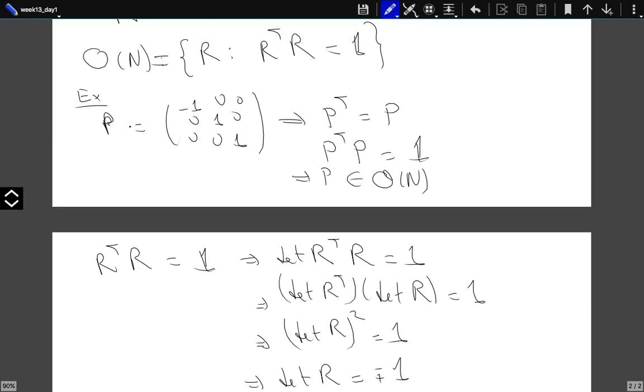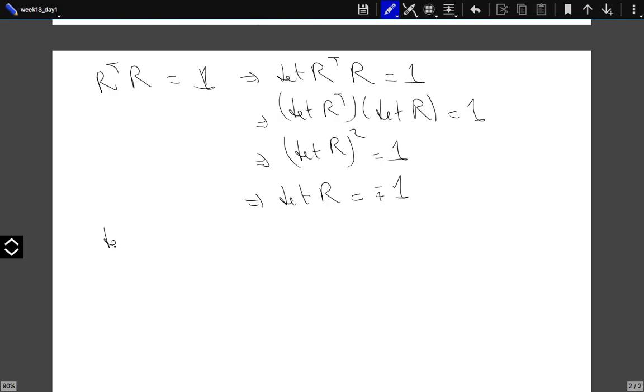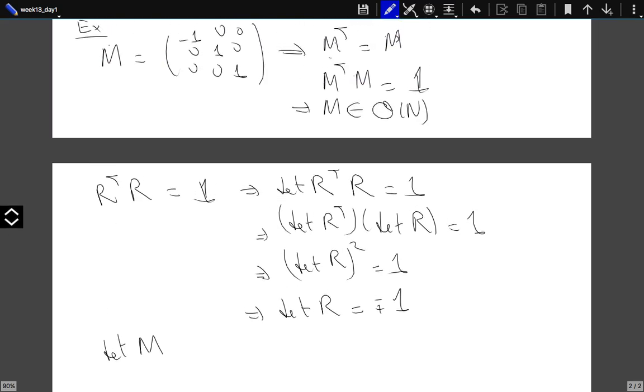And if you look at this, well, let me just call this M rather than P. It's called mirror symmetry. Now the determinant of M, what's the determinant of M? It's minus 1. It's a diagonal matrix. The determinant of a matrix is just the product of the diagonals, the eigenvalues. So minus 1 times 1 times 1, the determinant of M is just minus 1.